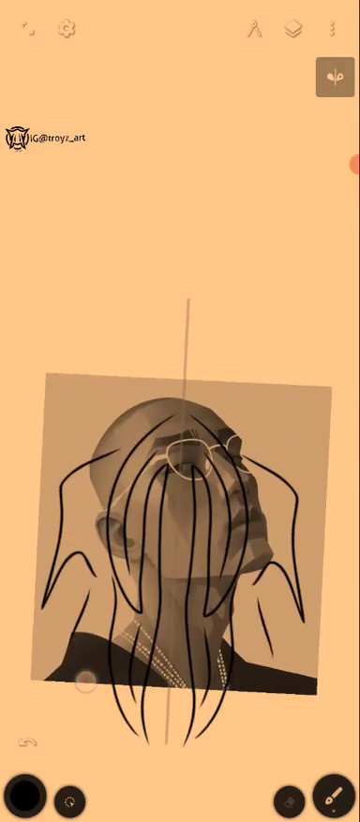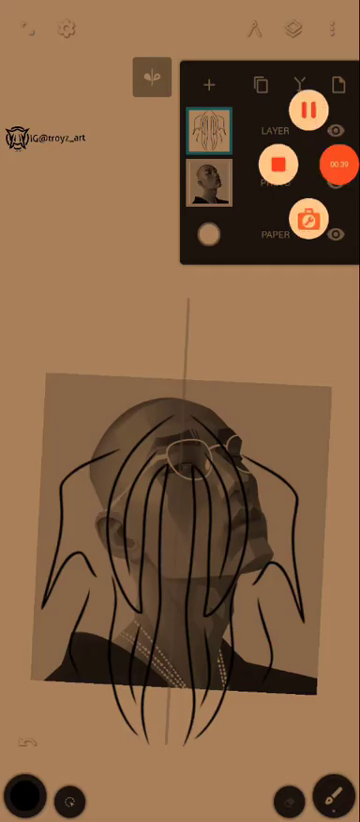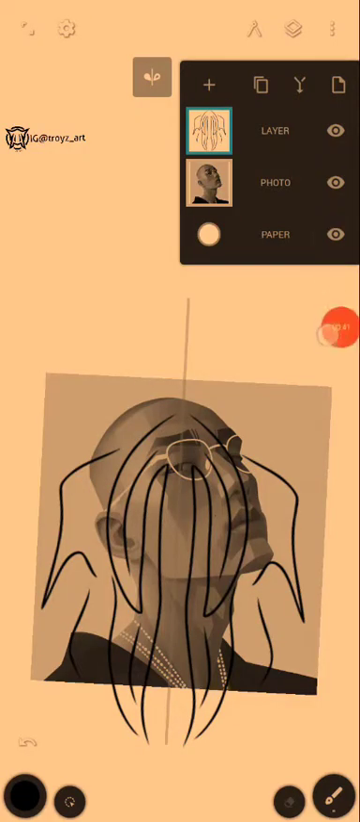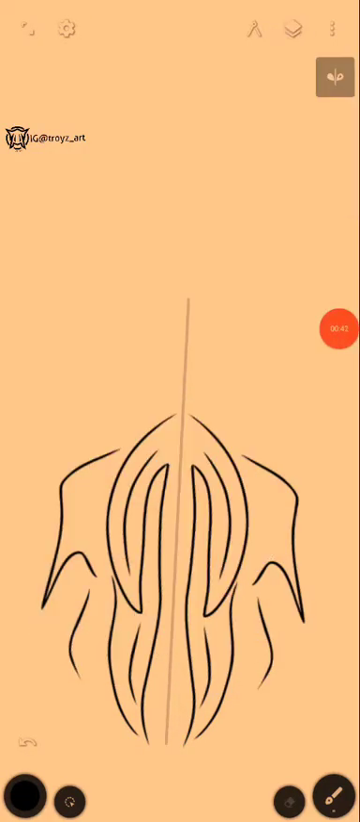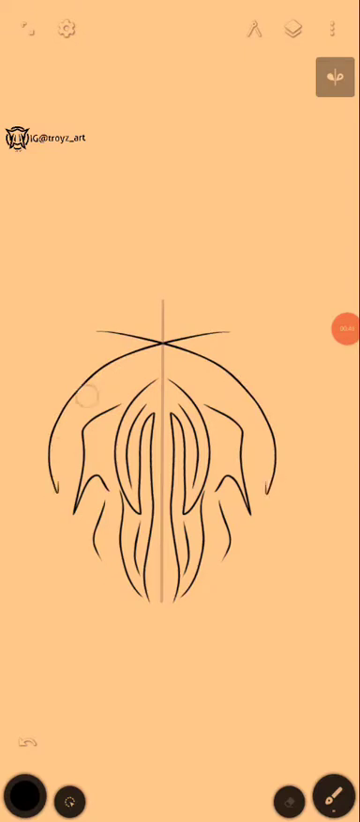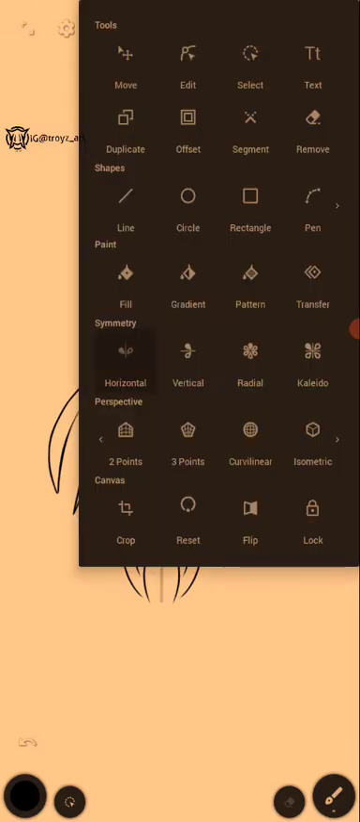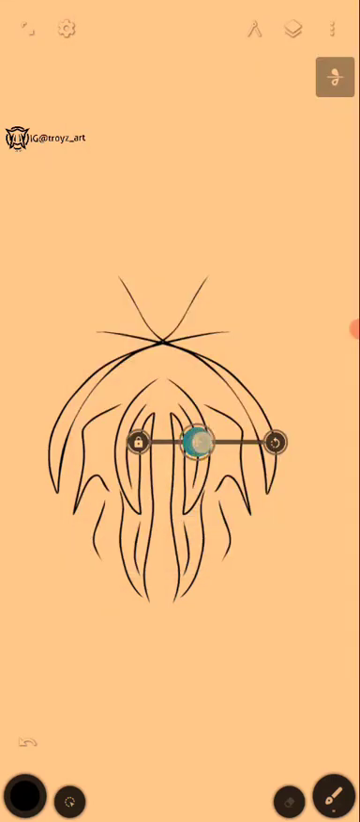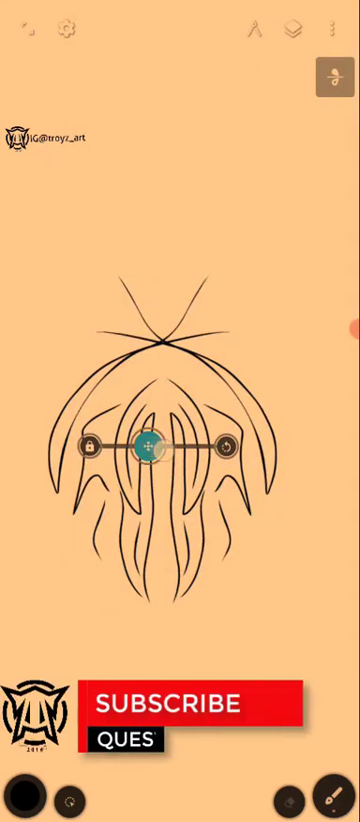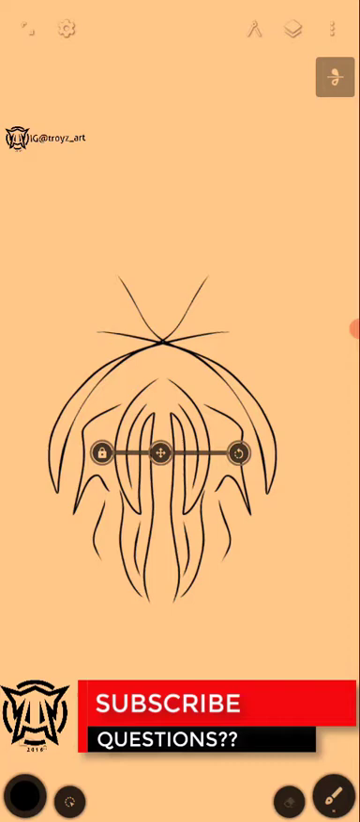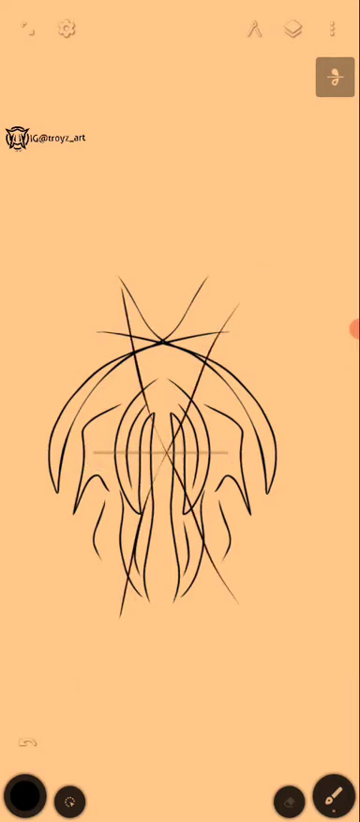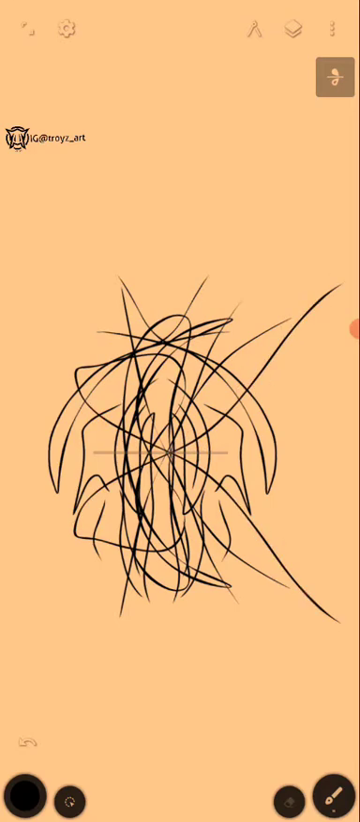That's just about symmetry. Just as you see the vertical, you also have one for horizontal. Just like that. It's all messed up.